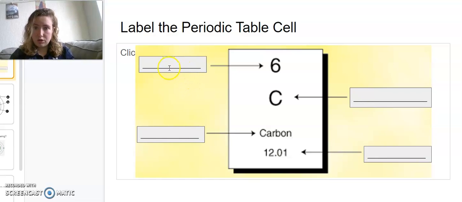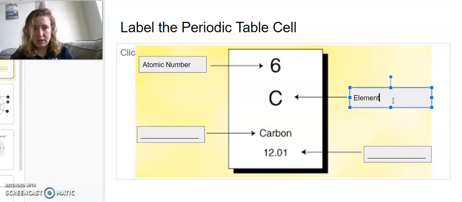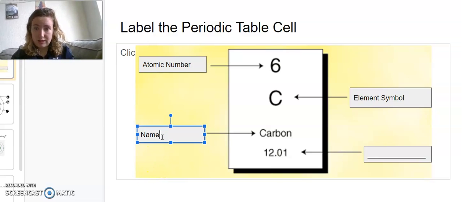So all this was looking for was for you to fill in the blanks of what each component of the periodic table cell is. So this is the atomic number at the top. This is the element symbol, right? Just the letter. It's the symbol. We talked about that when we talked about the periodic table. That's the name, or the element name. Just tells you exactly what the element is. And this number at the bottom is the atomic mass.